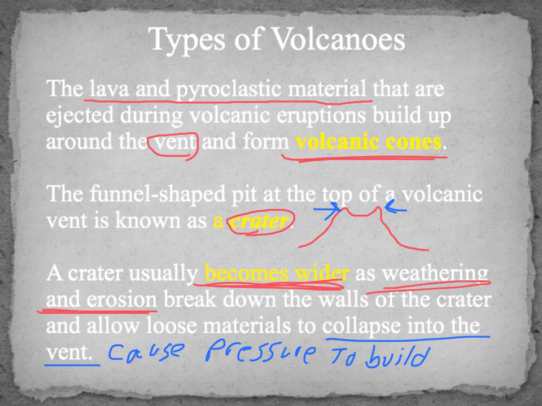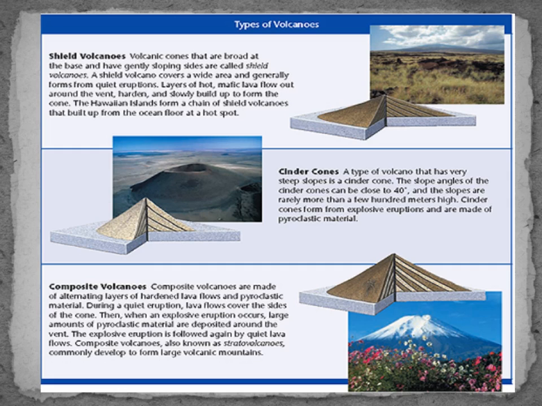Which would lead to another violent eruption. So the way in which these volcanoes are formed, or the way in which the pyroclastic material and the lava build up over time, give rise to 3 different types of volcanoes. The first are the shield volcanoes, and the big thing about the shield volcanoes, you gotta think of a shield like a knight would carry. It's just large and broad and pretty flat. They're not that steep.